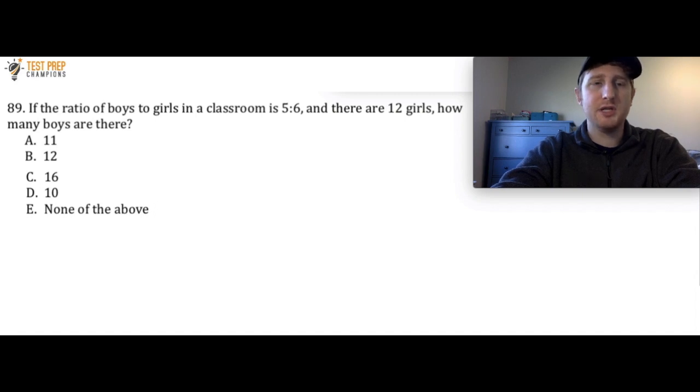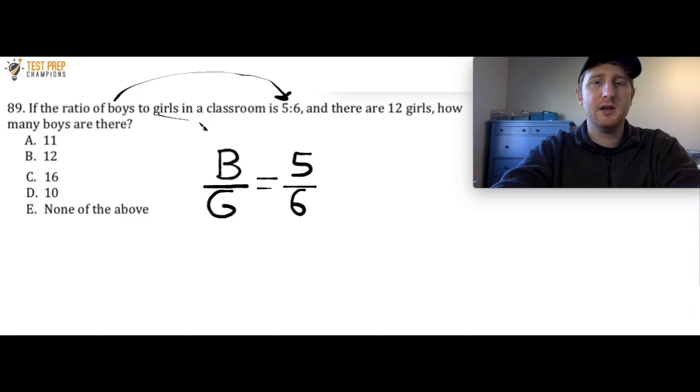Okay, let's break down how to do this. There are several ways to look at this question, as there are with many questions in math, but let me show you what I think is the most simple way. We know that there are 5 boys for every 6 girls, because the ratio of boys to girls is 5 to 6. From that, I can write out a fraction: B over G, where B stands for boys and G is for girls, equals 5 over 6. The boys is 5, the girls is 6. It's a 5 to 6 ratio.